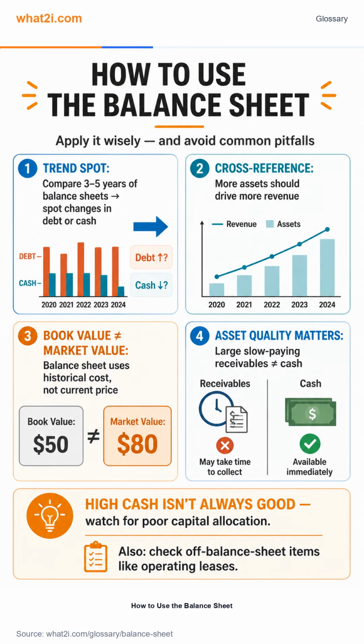Balance sheets use historical cost, not current price, and be cautious with asset quality, as slow-paying receivables are not as valuable as cash. Finally, don't assume high cash is always good. It could signal poor capital allocation, and always check for off-balance sheet items like operating leases.